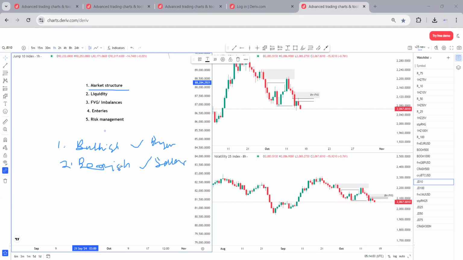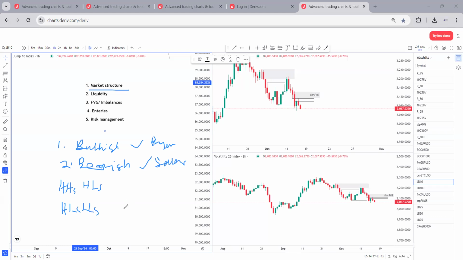Now, for market structure, we know that a bullish market structure is characterized by a series of higher highs and higher lows, which you know already. For those of you who don't know, this is a refresher for those who know, and this is information for those who don't know. Likewise, in a bearish market, we have lower highs and lower lows.